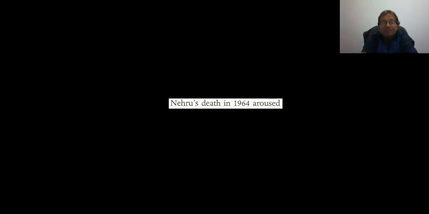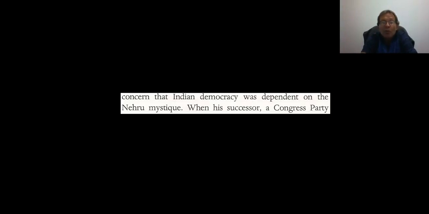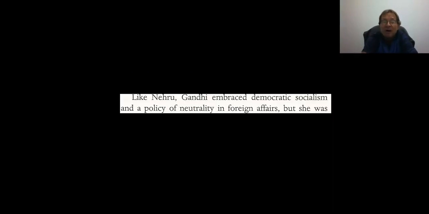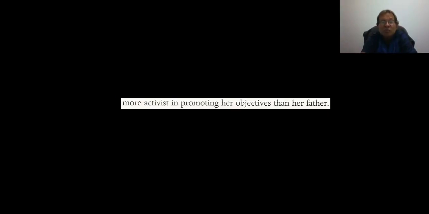The post-Nehru era. Nehru's death in 1964 aroused concern that Indian democracy was dependent on the Nehru mystique. When his successor, a Congress Party veteran, died in 1966, party leaders selected Nehru's daughter, Indira Gandhi, no relation to Mahatma, as the new prime minister. Gandhi was inexperienced in politics, but she quickly showed the steely determination of her father. Like Nehru, Gandhi embraced democratic socialism and a policy of neutrality in foreign affairs, but she was more activist in promoting her objectives than her father.